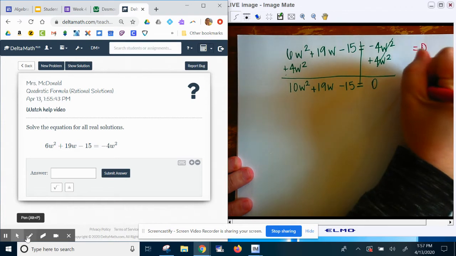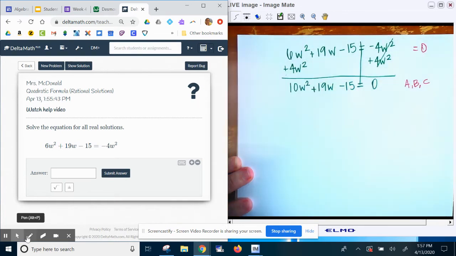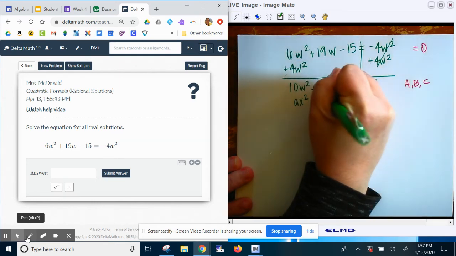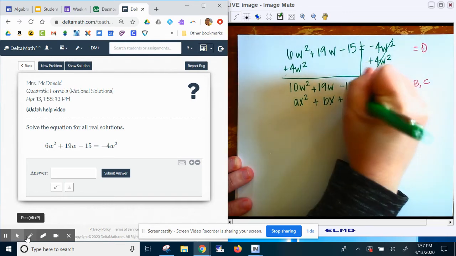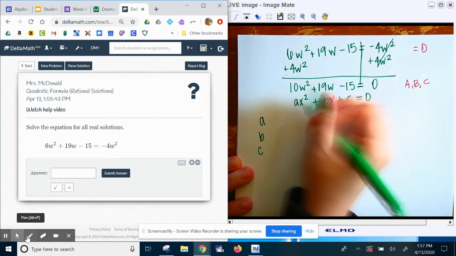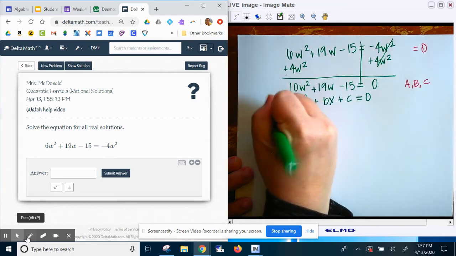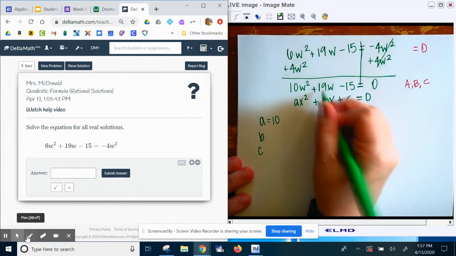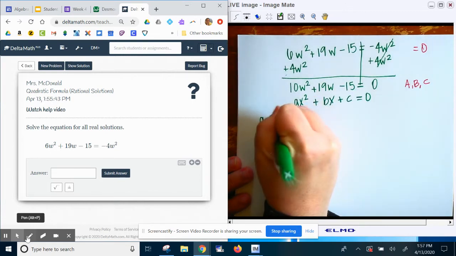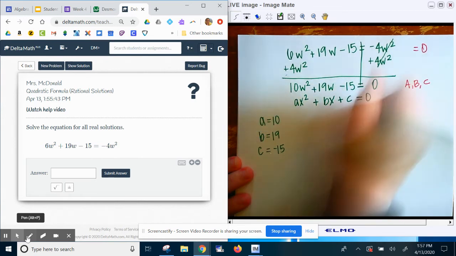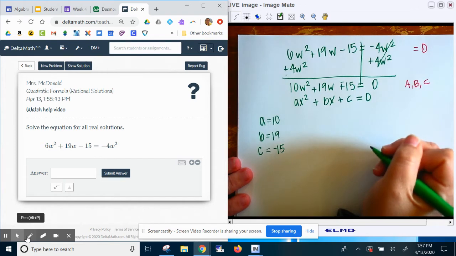Next, we have to do the a, b, c. So we need to see what a, b, and c equal for this problem. Remember, it's ax squared plus bx plus c equals 0. So we just need to name what a, b, and c are this time. So a is the 10. Notice that it's not 10w squared. It's just the 10, just the number in front. The b this time is 19. And the c this time is negative 15. Notice that negative sign hidden in there.